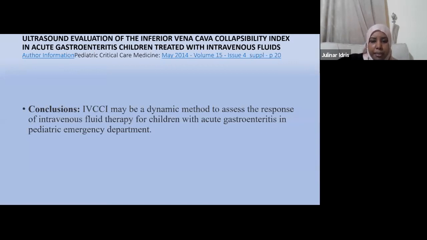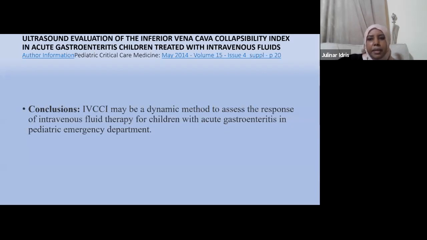Actually, this IVC collapsibility index has been evaluated thoroughly also as a tool because it's simple, non-invasive. All the staff can try to do it. It is cheap, it is rapid, and many critical care units now use it instead of central venous pressure. But the question always remains: what is the cutoff in the diameters? What is the relation of the age and the body surface area to the diameters?